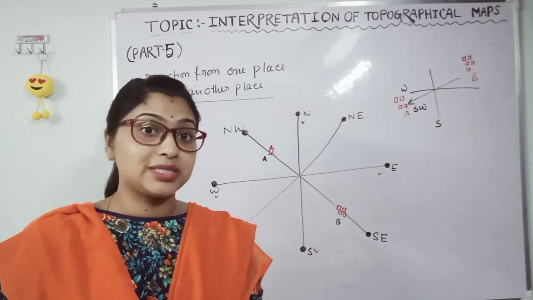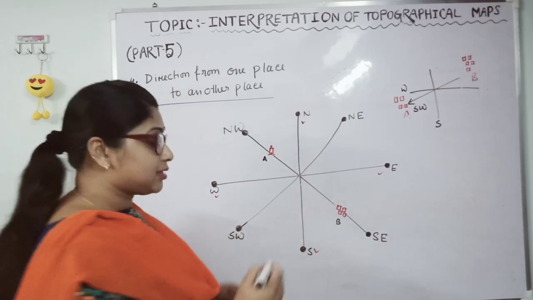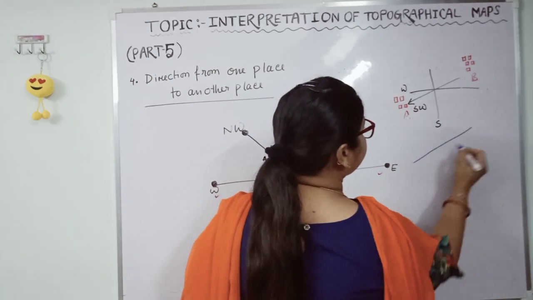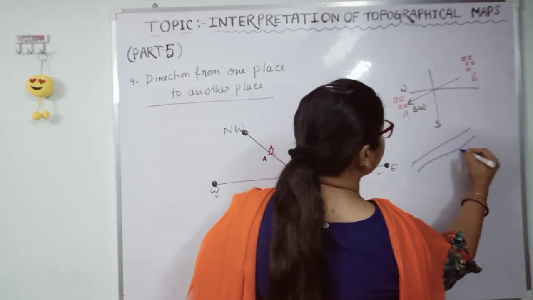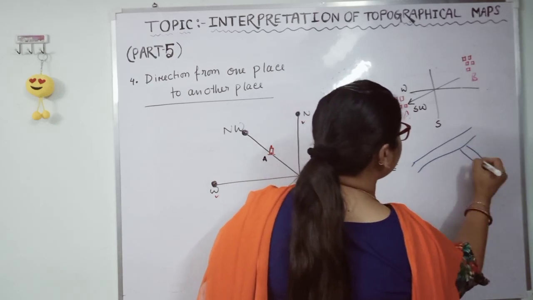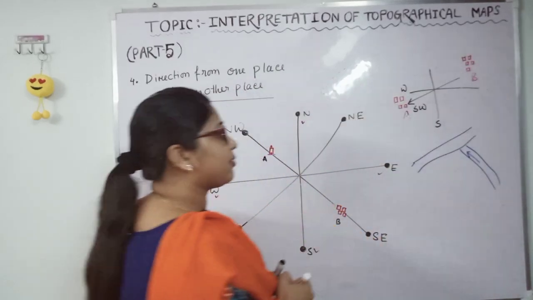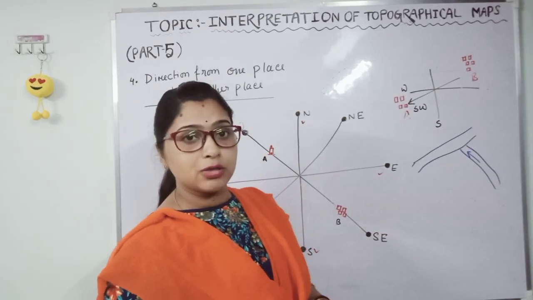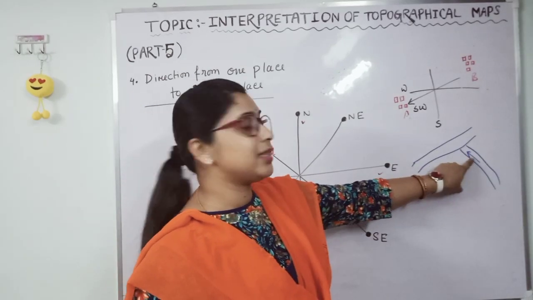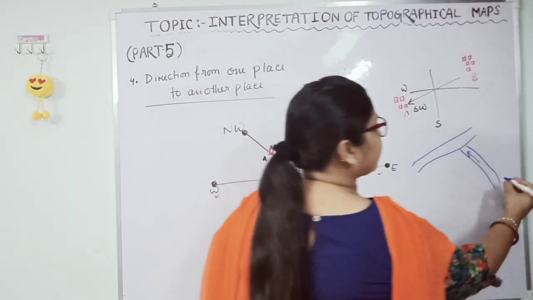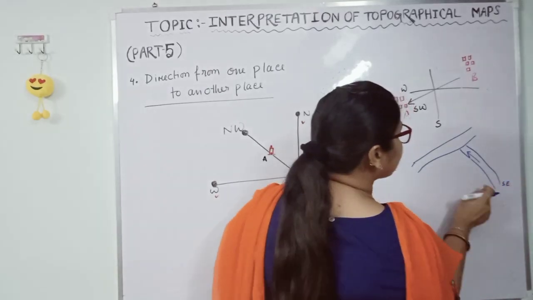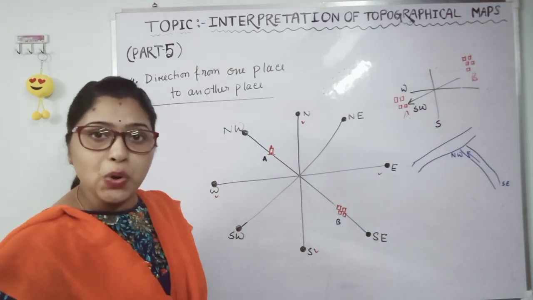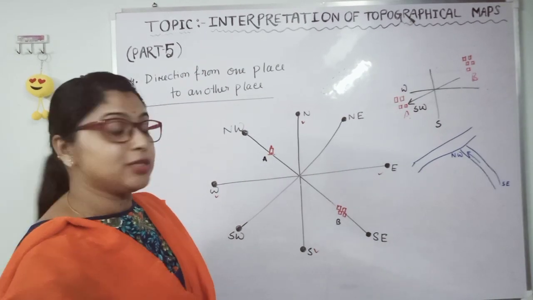Sometimes it is also said, suppose in the case of a river, a river is flowing and another stream is joining there. So sometimes the question comes: in which direction is this river flowing? So you have to see the arrow and write that this is southeast to northwest direction. Is it clear, students?